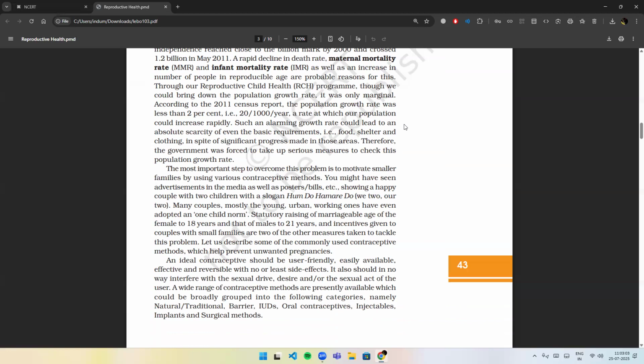The most important step to overcome this problem is to motivate smaller families by using various contraceptive methods. You might have seen advertisements in the media as well as posters or bills, etc., showing a happy couple with two children with the slogan, Hum do, hamare do. Many couples, mostly the young, urban, working ones, have even adopted a one-child norm. Statutory raising of marriageable age of the female to 18 years and that of males to 21 years and incentives given to couples with small families are two of the other measures taken to tackle this problem.